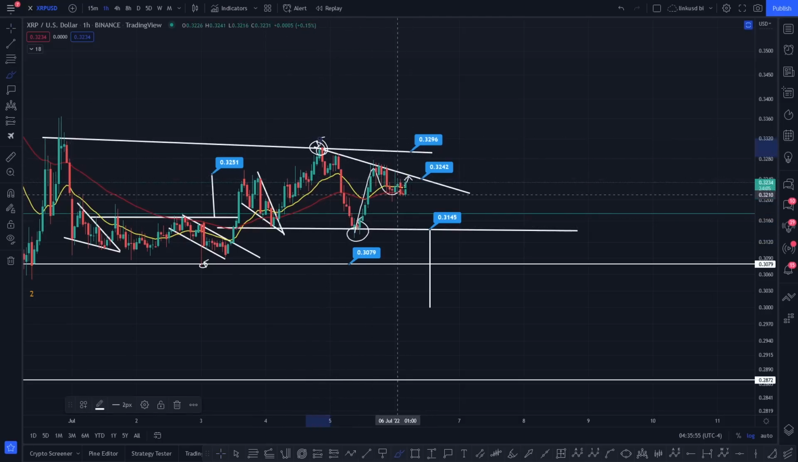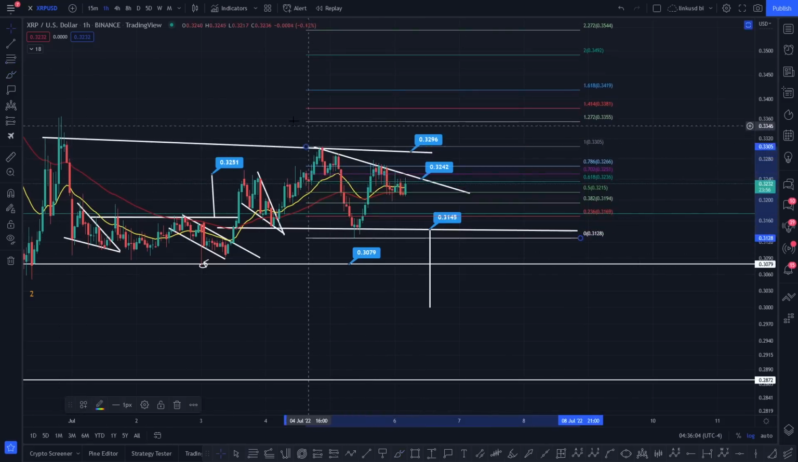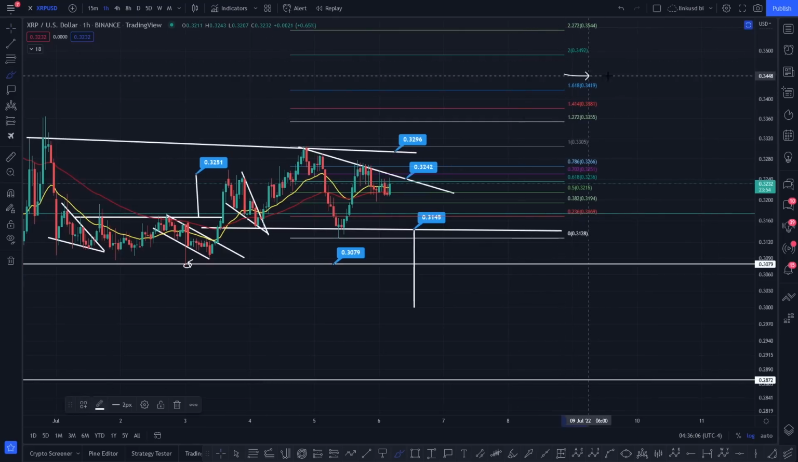So if you break it, not only are you going to be in a pattern target of an inverse head and shoulders, okay, you're equally going to be in a Fibonacci target to the upside of a minimal 1618, which I've taught you as well. So you could say, okay, well, we're going to be on the 1618 at bare minimal, which is 0314.